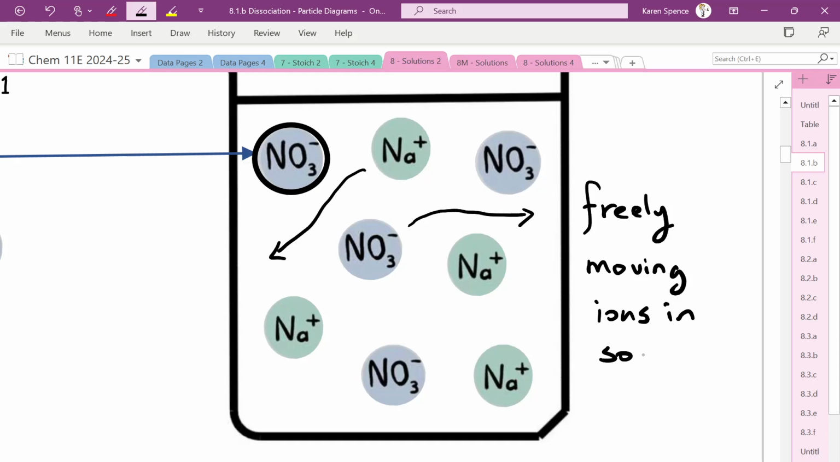In solution. And what do we call it when we have freely moving ions in solution? That type of solution is an electrolyte.